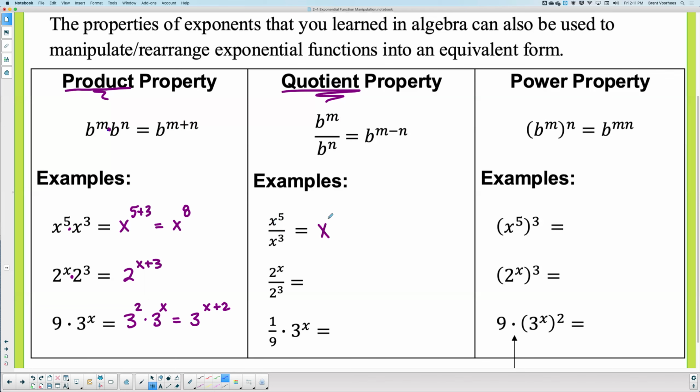So x to the 5th divided by x cubed is equal to x to the 5th power minus 3. And what is that? x squared. And y'all all know that. If you had x to the 5th divided by x cubed, you could cancel 3 of those x's, and how many are you left with? 2. But there it is using the quotient property. Okay, how about 2 to the x divided by 2 cubed?